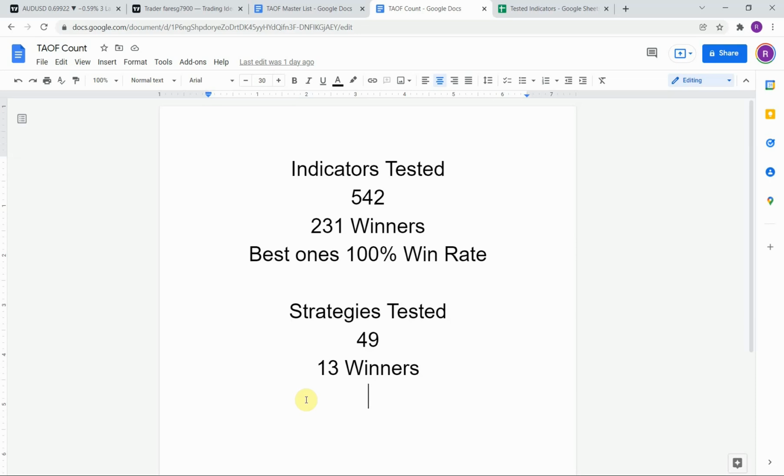Keep in mind that we test all these strategies and indicators on the Forex market, but they can be applied to just about any market universally.